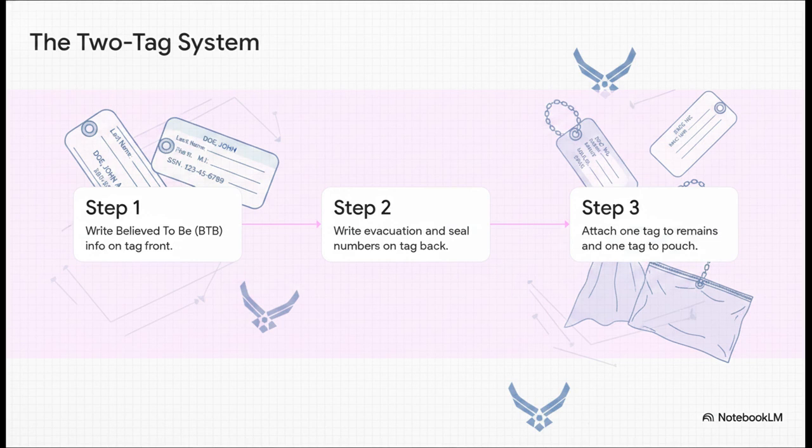To keep everything perfectly tracked and prevent any catastrophic identification errors, we use a strict 2-tag system. Step 1. On the front of the tag, put that BTB info, last name, first name, middle initial, and SSN. Step 2. On the back, write the evacuation number, your MACP unit info, and the exact seal number used to lock the pouch. Step 3. Attach one tag directly to the remains and the second identically matched tag to the outside of the pouch. Unbroken chain of custody, right there.